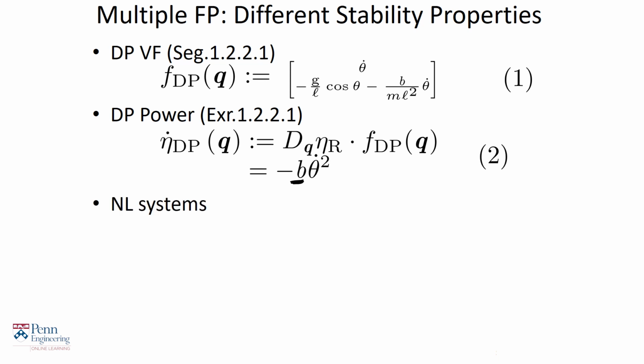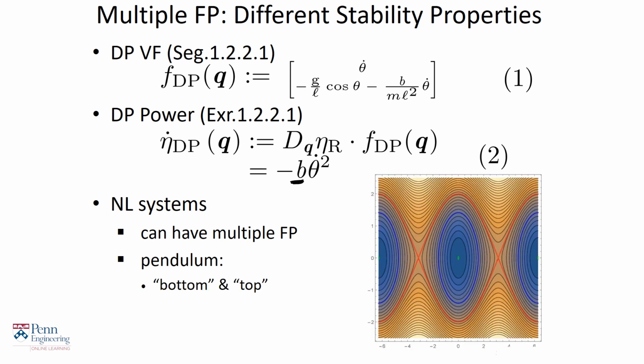Okay, let's interpret for nonlinear systems the property of having multiple fixed points. Remember, for a linear time invariant system, such as the damped harmonic oscillator, we can't have multiple fixed points. Well, if the matrix representation of the vector field is non-singular, then the only fixed point would be at the origin. In contrast, for the pendulum, we know intuitively that we've got two different fixed points. We've got a fixed point at the bottom, and we've got a fixed point at the top.